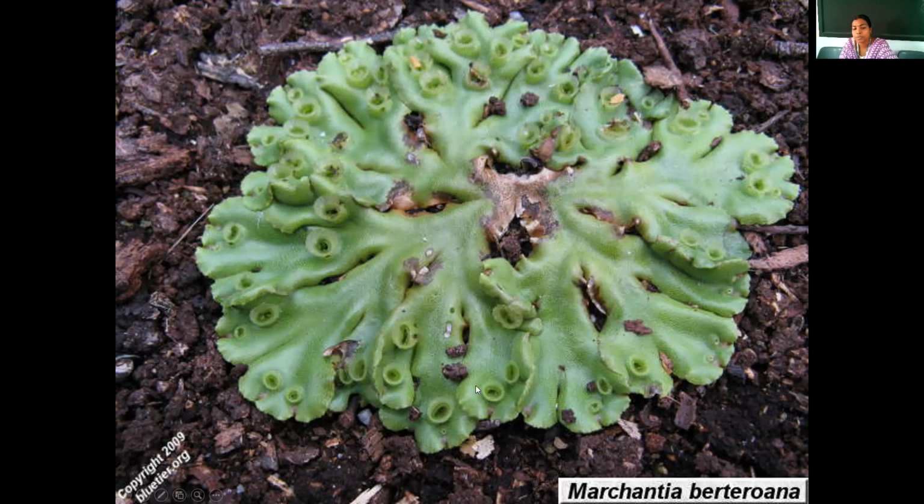These are the gemma cups, collected all over the year. Inside the gemma cup, gemmae will be present. Those gemmae will be dispersed through the atmosphere. Wherever they fall, if the conditions are favorable, they can produce a new gametophytic phase. This is how the Marchantia thallus looks like.